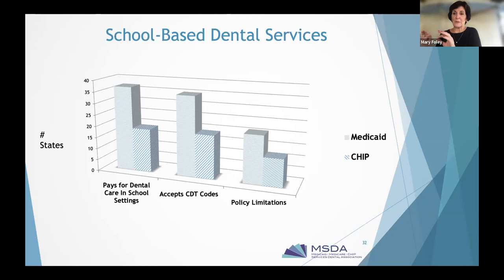But once they are up and running, they really need to transition and become actual access points in the delivery system, right? That can be covered totally by Medicaid and any other insurer that would be insuring children. So something to think about as we think about how we can evolve our school-based models to become more efficient and more sustainable.